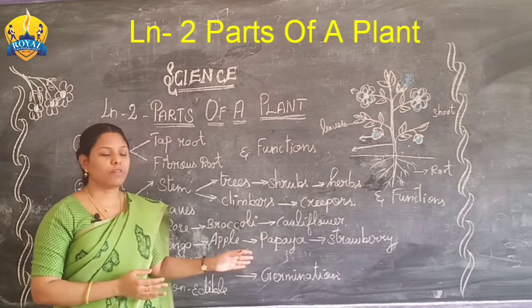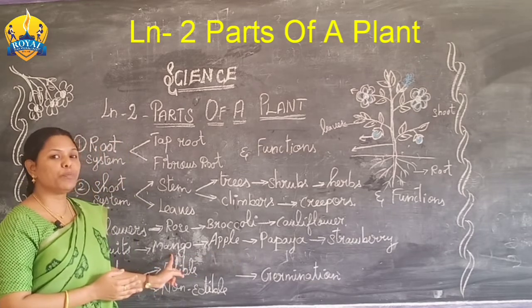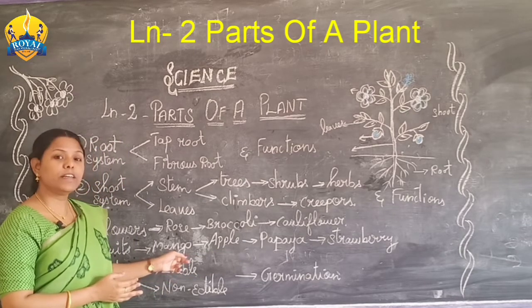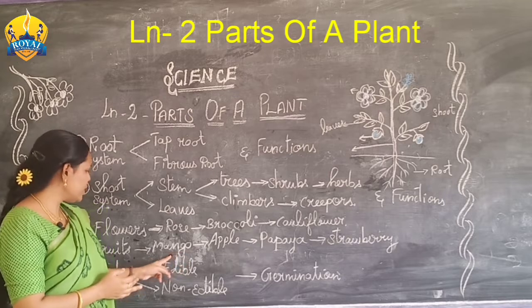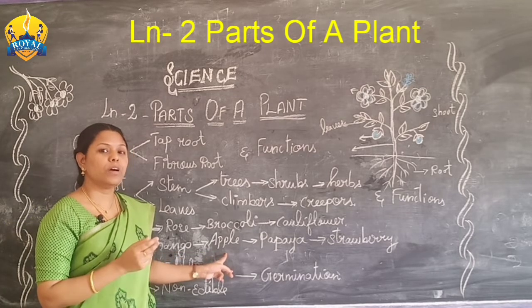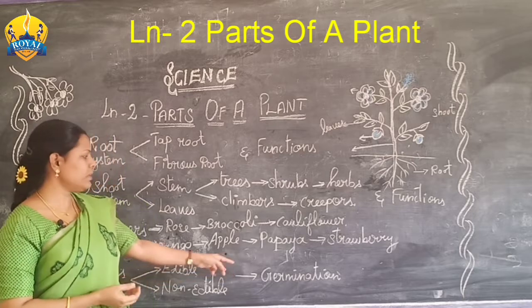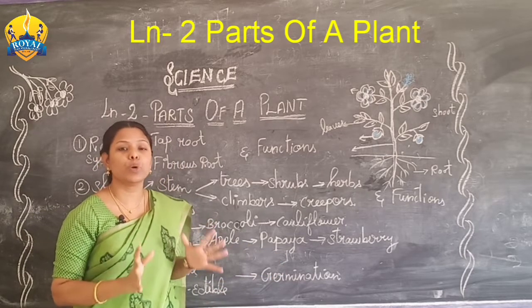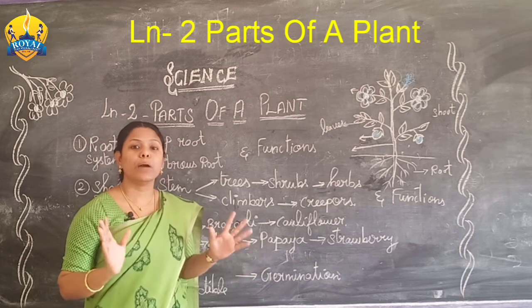our food. The mango has a single seed. Apple has a few seeds, like 3 to 4 or 4 to 5 seeds. But the papaya has many more seeds, uncountable.